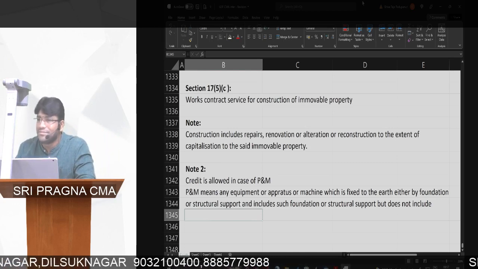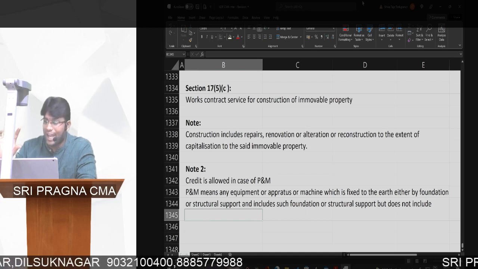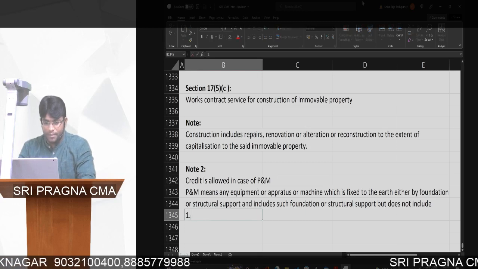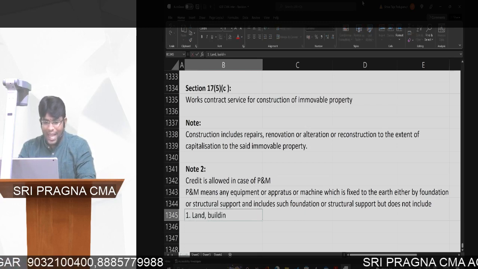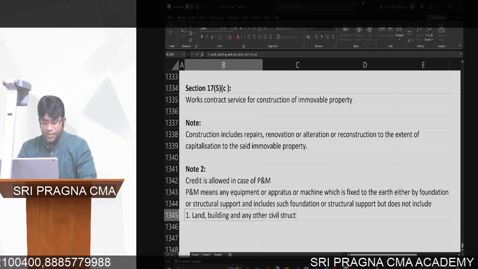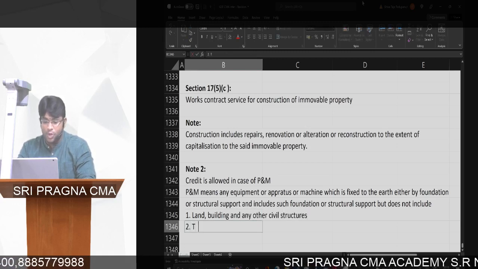Speak out. For a generator, we have a foundation or structural support, but does not include number 1, land, building, and any other civil structure. So if it is related to land and building, credit is not allowed.